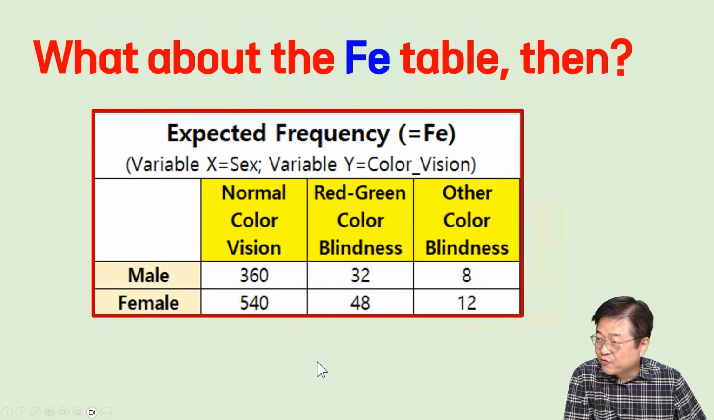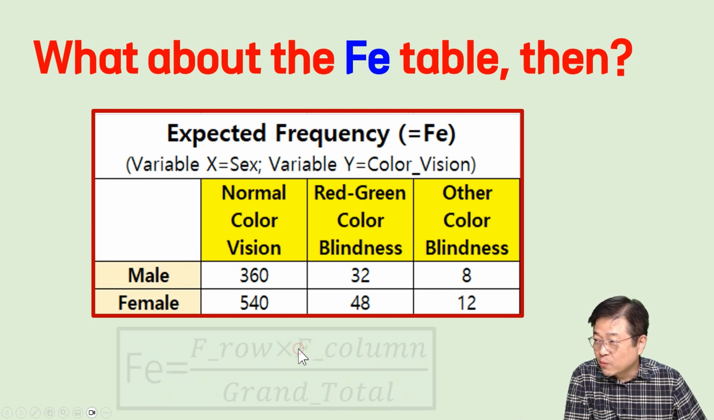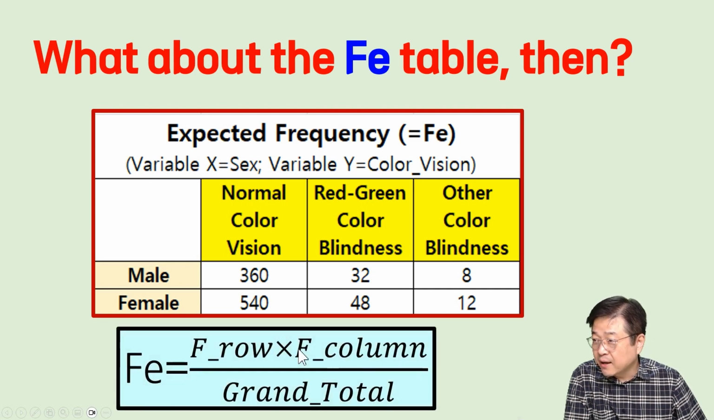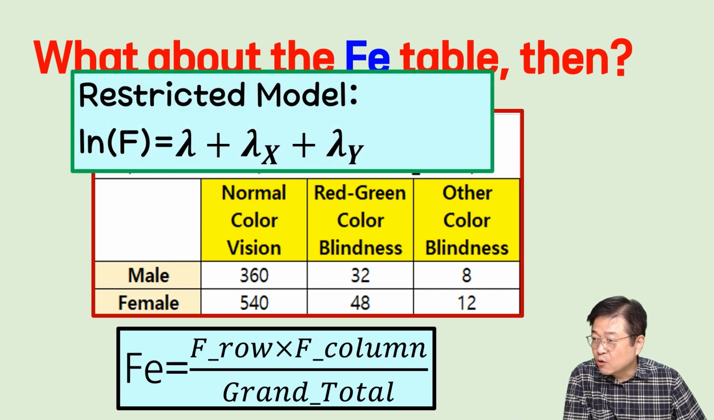What about the expected frequency table then? We have so far memorized the well-known formula where we multiply the row frequency by the column frequency and then divide the product by the grand total. Let's replace this common classroom instruction with the idea of log linear regression. Now we set up a restricted model here. This model comes from the saturated model after removing the interaction term, which is lambda xy, from the saturated model.